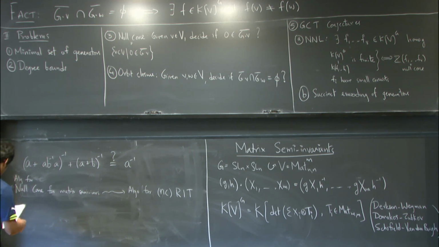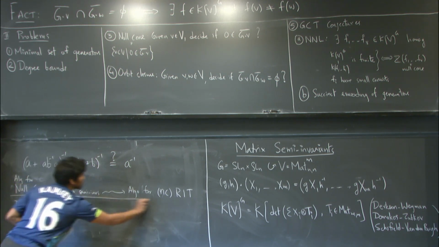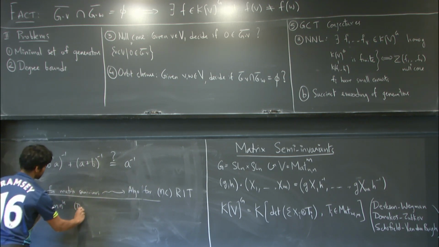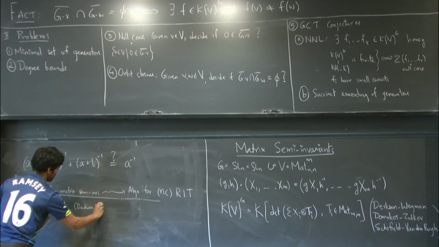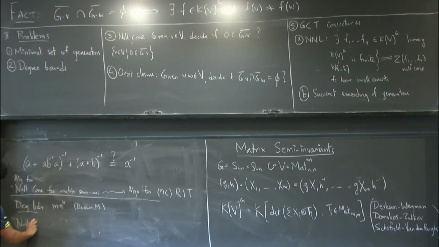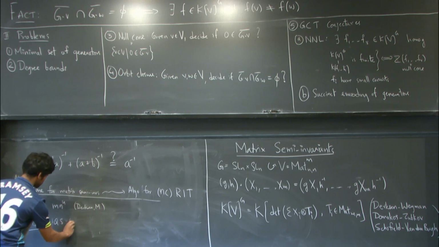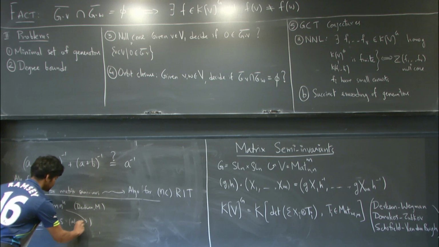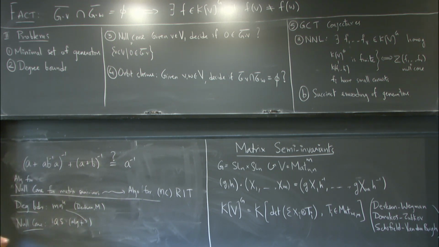Okay, so let me tell you the state of the art here. The degree bound is mn to the 4, and this is due to Dirksen and myself. Two algorithms were given for the null cone. One was by Ivanyos, Qiao, and Subrahmanyam, and this was algebraic, and it depends on the bounds, right? So it requires the bounds. And then there's another algorithm, due to Garg, Gurvits, Oliveira, and Wigderson, which is analytic.